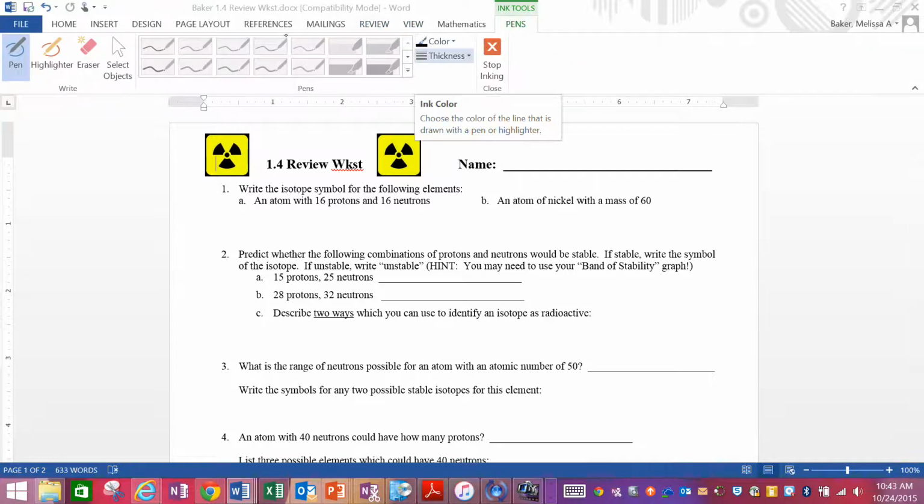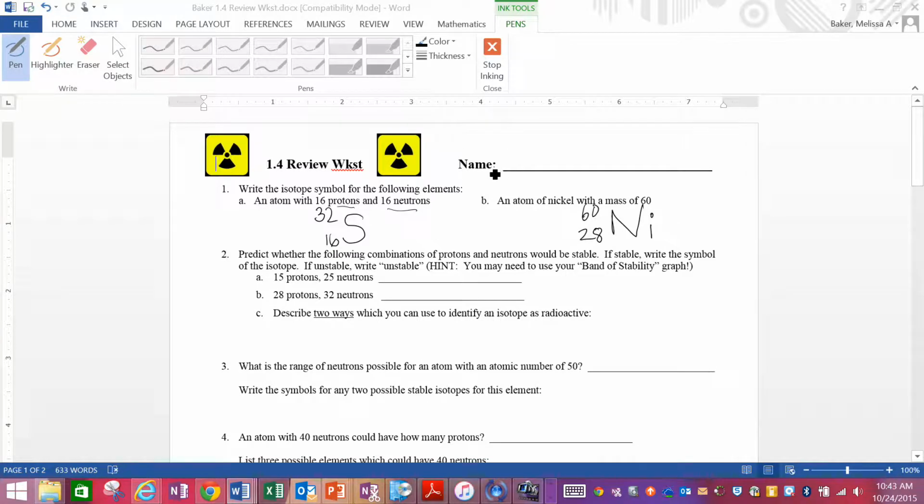First question says you've got to write an isotope symbol for these elements. Well, if it's got 16 protons, that's sulfur, and we always put the atomic number in the lower left, and then we put the mass number in the upper left. So that would be 32 because you add the protons plus the neutrons. Same thing for nickel. It says nickel's got a mass of 60, and then you have to look up nickel on the periodic table to figure out what number it is, and it happens to be number 28. So a 28 goes in the lower left.